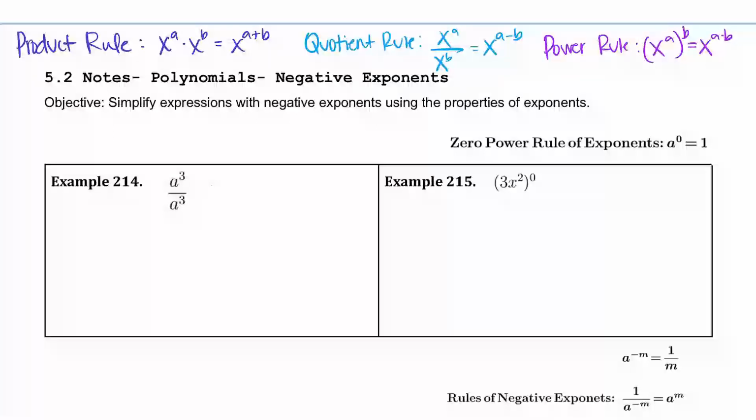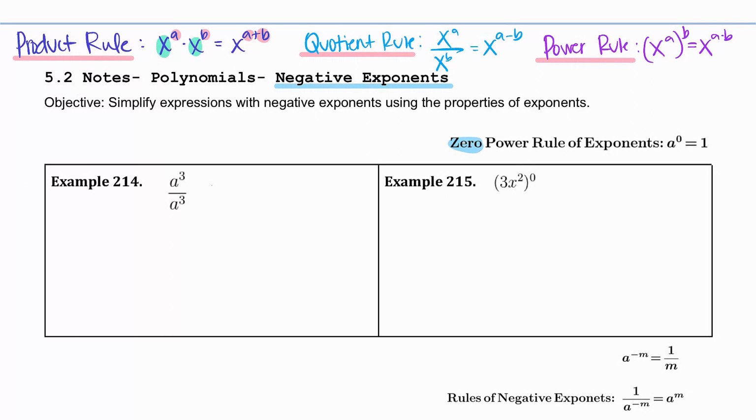So before we start talking about negative exponents, and actually we're going to talk about negative exponents and zero exponents today, just a quick reminder of the three rules that we should know before this. The product rule of exponents, the quotient rule of exponents, and the power rule of exponents. So really quick, the product rule of exponents says that if we have the same base and we are multiplying things with exponents, all we have to do is keep the same base and add our exponents. So x to the a times x to the b is x to the a plus b.